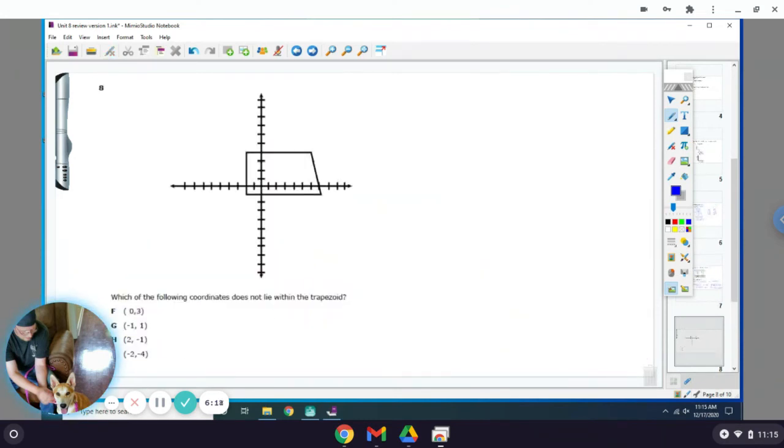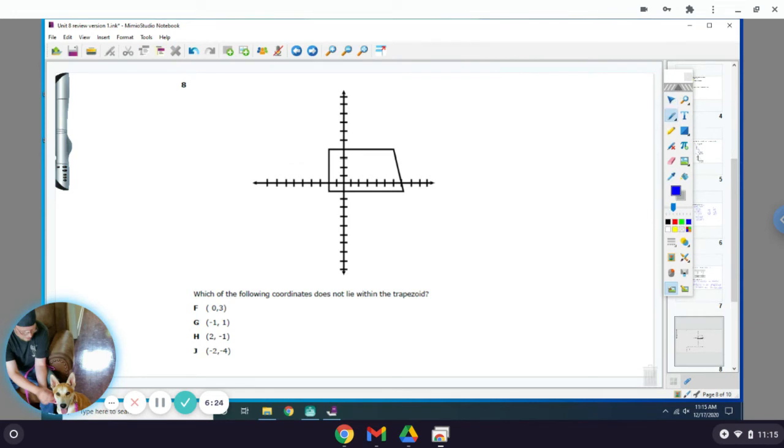All right, number 7. Which of the following coordinates does not lie on the trapezoid? Okay, so you have this trapezoid. First coordinate is 0, 3. So 0, 1, 2, 3. All right, that's good. G is -1, 1. Okay. H is 2, -1. Okay, it's on the line. Just to make sure, let's prove J is wrong. J is -2, -4. Right here. So J is the only one that does not lie within the trapezoid.